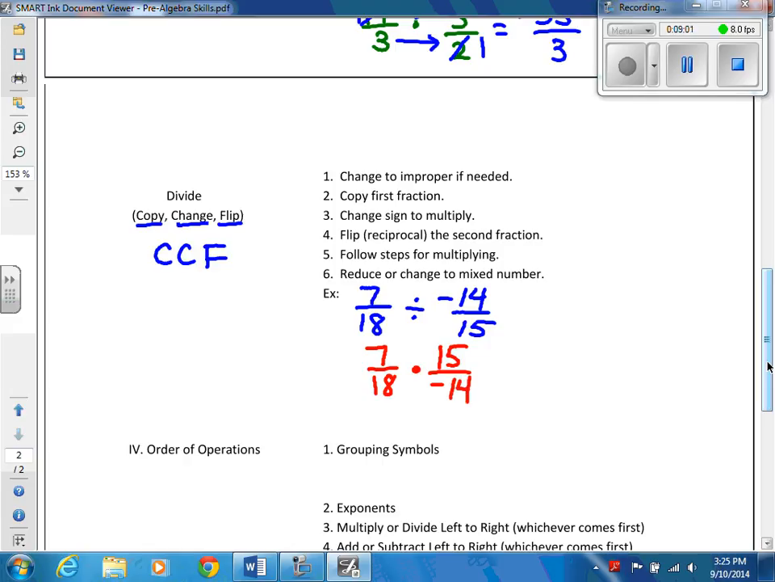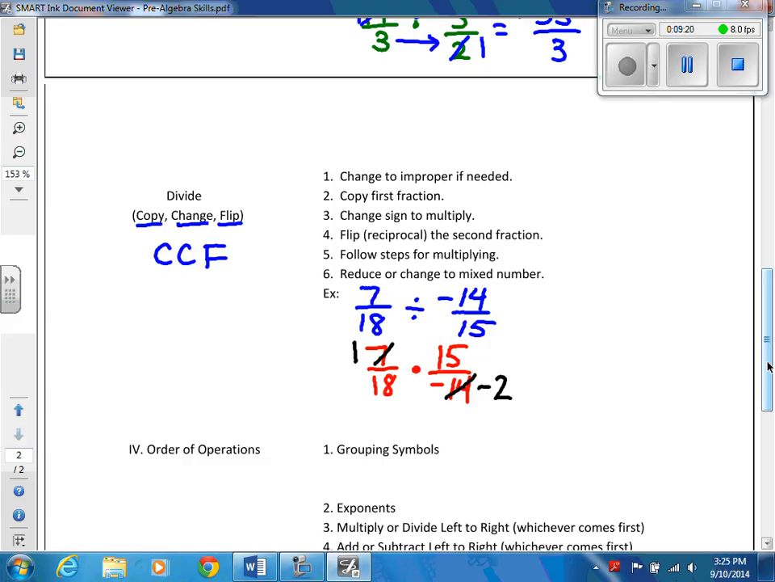So now you're ready to reduce diagonally. Both diagonals can actually be reduced. We'll take the 7 and the 14 first. 7 and 14 can be divided by 7. 7 divided by 7 is 1. Negative 14 divided by 7 is negative 2. Go ahead and travel the negative with the 2 so that you always have the negative sign with you in your answer.